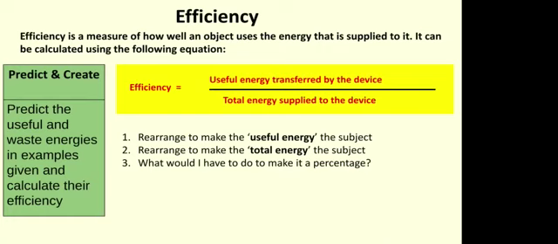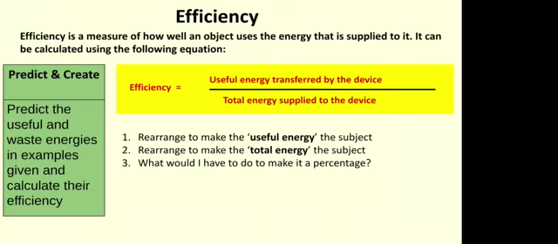So it's important to recognize what useful and wasted energies are. That can then be inputted into this equation. And as I said, we've done percentages for a long time. It's as simple as a percentage. We should also be aware of how to rearrange equations. I'm going to go over that towards the end of this video because there's a couple of examples about rearranging equations.